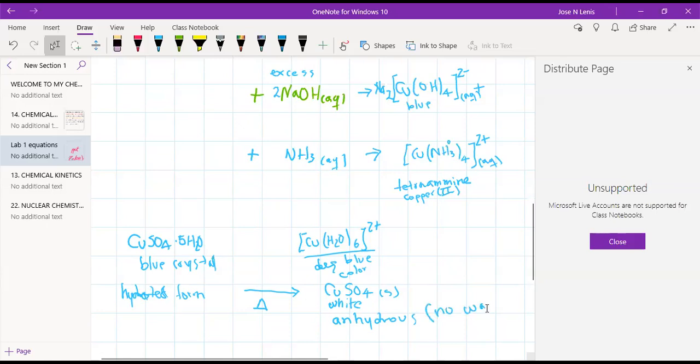No water. As opposed to hydrated. Hydrated means with water. So we call copper sulfate pentahydrated with water, and this is copper sulfate anhydrous. You see no water here because the water was evaporated using heat, using the flame.